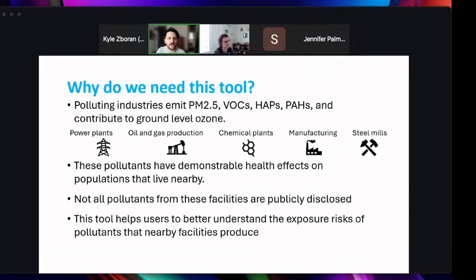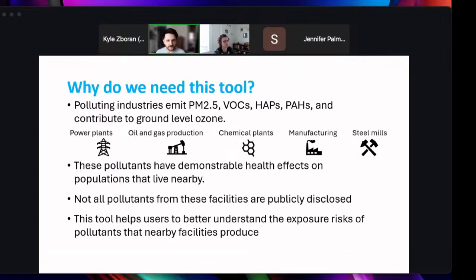Why do we need the tool? We know that these polluting industries emit various compounds and hazardous air pollutants, from PM2.5 to VOCs to polycyclic aromatic hydrocarbons. We also know that in combination with other factors, these pollutants contribute to ground level ozone. These five categories are not exhaustive of where these compounds come from. However, it's where the majority that we found do. So just a quick reflection of what facilities these compounds will mostly be found coming from.